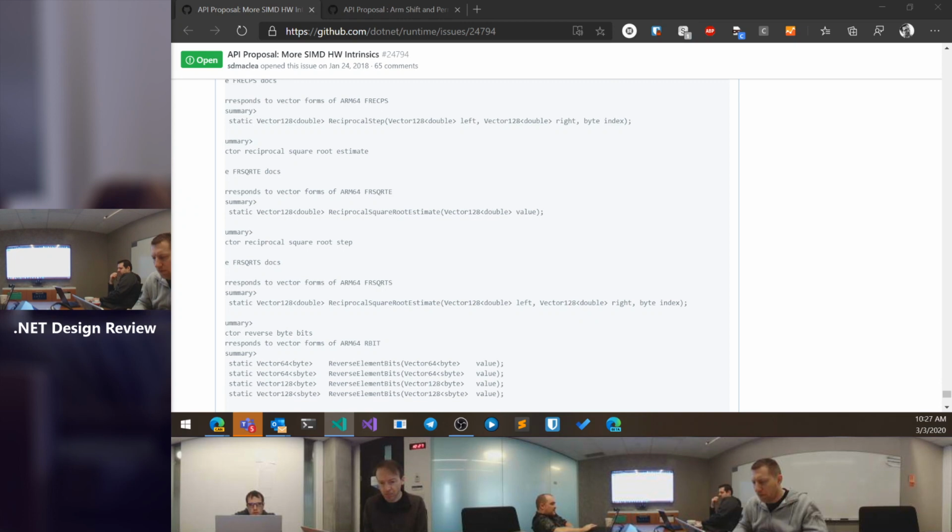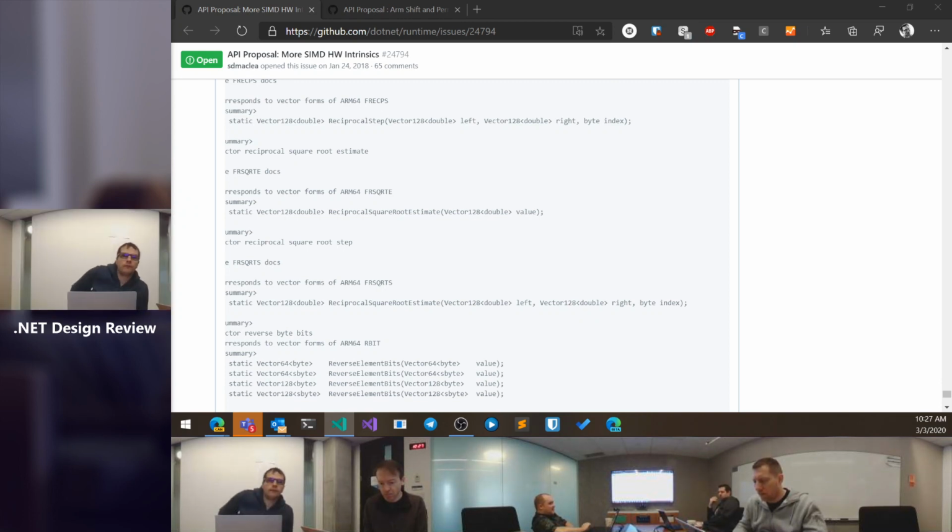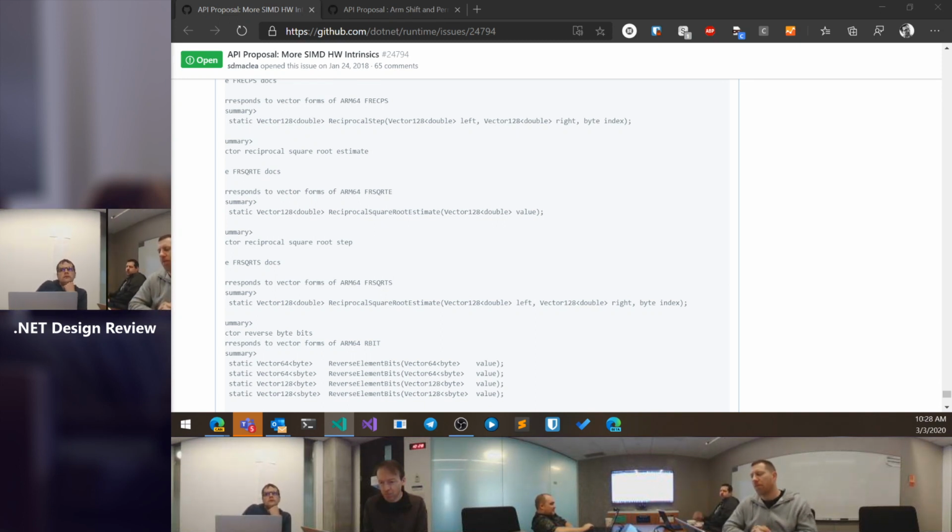So what is it? Reciprocal square root step estimate, or drop the word estimate? Oh, it's just the reciprocal square root step. Anyway, I see. And the signature is this thing we still have to figure out, right? Yeah. That works for me.